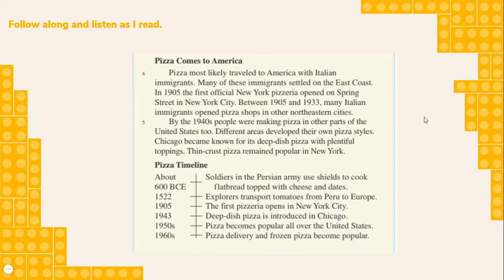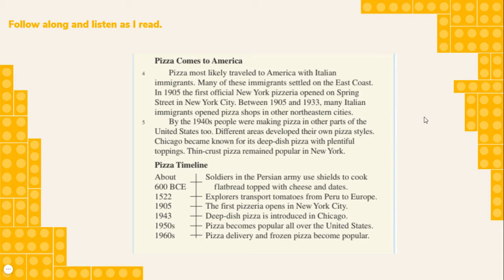Pizza comes to America. Pizza most likely traveled to America with Italian immigrants. Many of these immigrants settled on the East Coast. In 1905, the first official New York pizzeria opened on Spring Street in New York City. Between 1905 and 1933, many Italian immigrants opened pizza shops in other northeastern cities. By the 1940s, people were making pizza in other parts of the United States too.